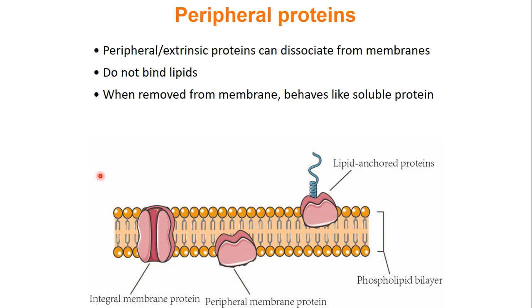Now, we have talked about integral membrane proteins, which have to be part of the membrane, but peripheral membrane proteins, as shown here, can actually dissociate, so they don't have to be part of the membrane. And unlike lipid anchored proteins, they do not actually bind lipids. They're just kind of shoved in there, and they can pop right out. And when you remove them from the membrane, they're like soluble proteins. So they're a very interesting class of proteins, to say the least.